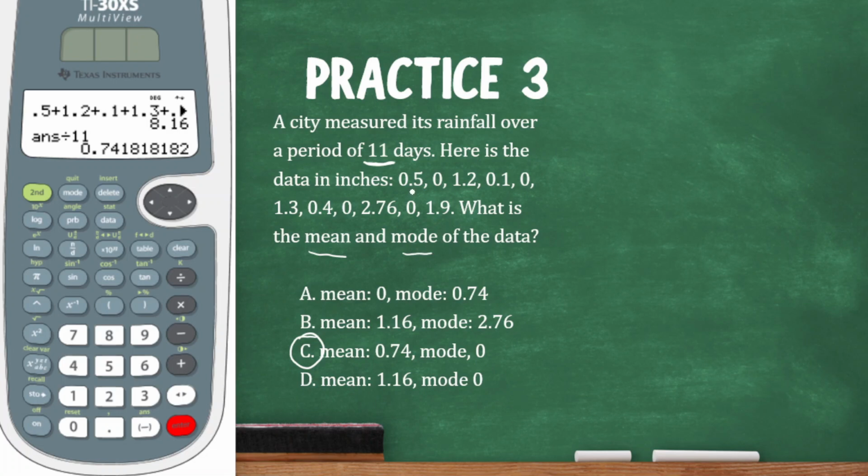The mode is the number that occurs most frequently. I don't see any other 0.5, so that's not it. Let's see how many zeros there are. 1, 2, 3, 4 zeros. So that's a contender. I don't see another 1.2. I don't see another 0.1. I don't see another 1.3 or a 0.4 or a 2.76 or a 1.9. So yes, my mode is 0, and that is the correct answer on both counts.